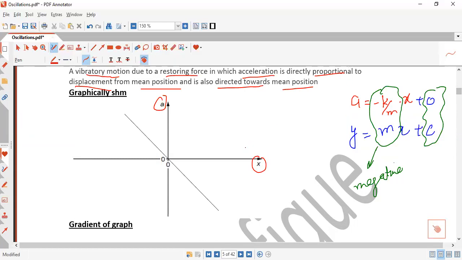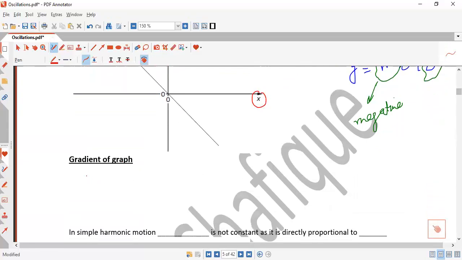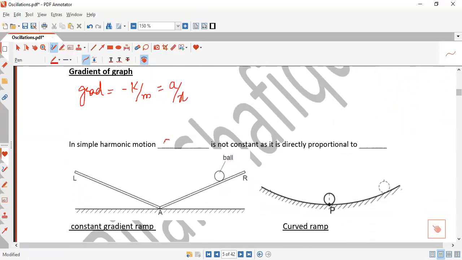Right, students? So the gradient of the graph will be equal to negative K over M. So it will be equal to A by X. In simple harmonic motion, acceleration is not constant. It is not constant, as it is directly proportional to the displacement. So displacement is not constant, so acceleration is also not constant.